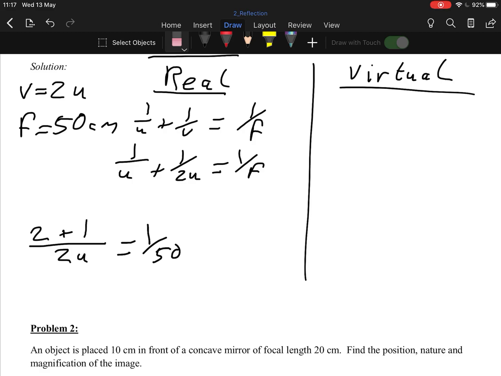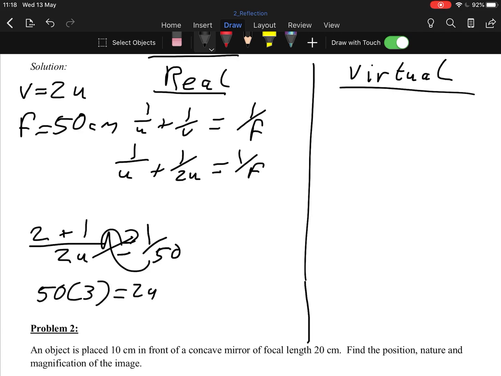I find that more awkward because I just grew up doing the other way. So for me, I'm going to do the other way, but I'll try and remember to do this way for you guys. Okay, and after that, you just basically cross multiply. So in other words, you bring the 2u up there, you bring the 50 up here. So that's going to give you 50 times 3 equals 2u. U equals 50 times 3 over 2. So I got a u value of 75 centimeters.